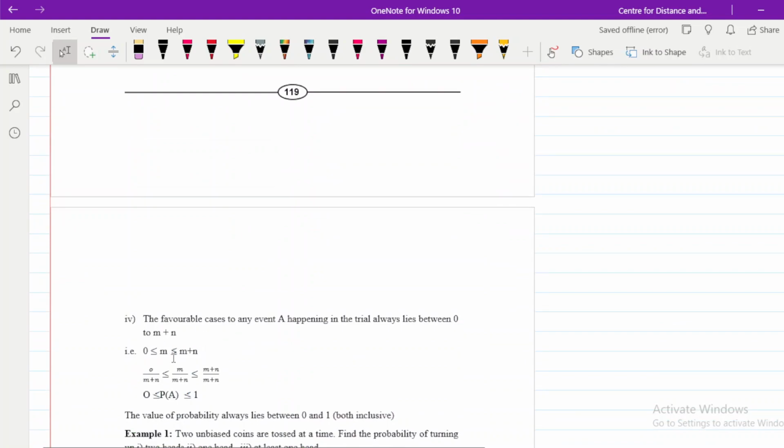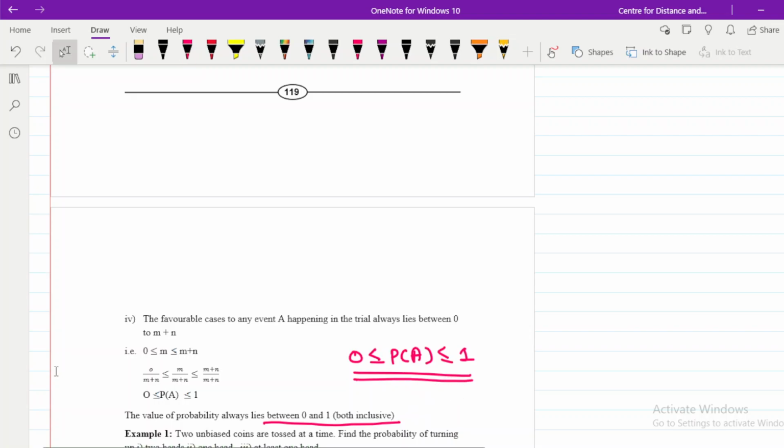Therefore, next one, the favorable cases to any event A happening in the trial always lie between 0 and m plus n, that is 0 less than or equal to m less than or equal to m plus n. Divide both sides by m plus n, that is we get 0 divided by m plus n is less than or equal to m divided by m plus n is less than or equal to m plus n divided by m plus n. 0 divided by m plus n is 0, and we know that m divided by m plus n is P of A, and m plus n divided by m plus n is 1. Therefore, the value of probability always lies between 0 and 1, both inclusive. This is important, that is the value of P of A lies between 0 and 1.